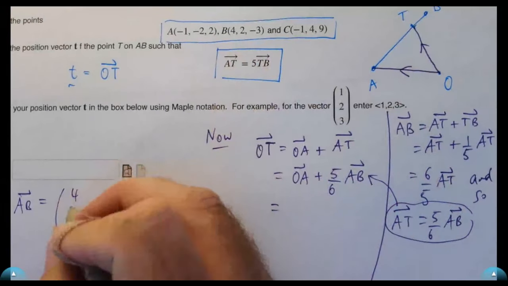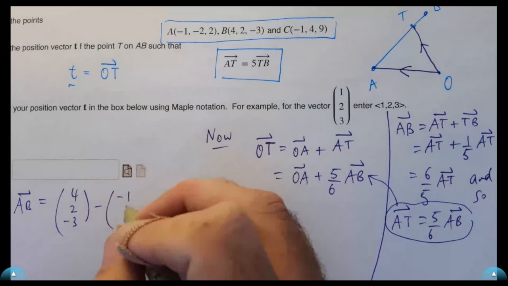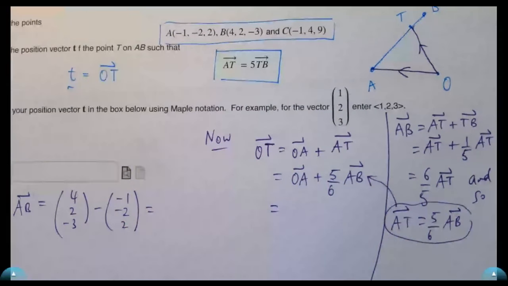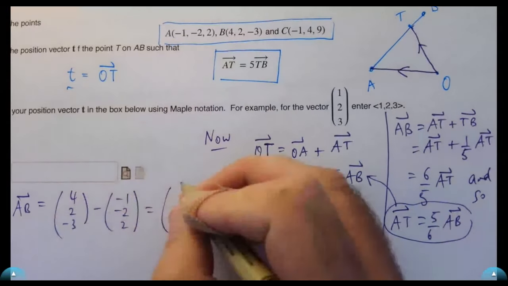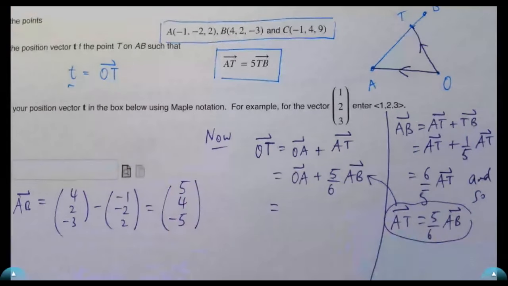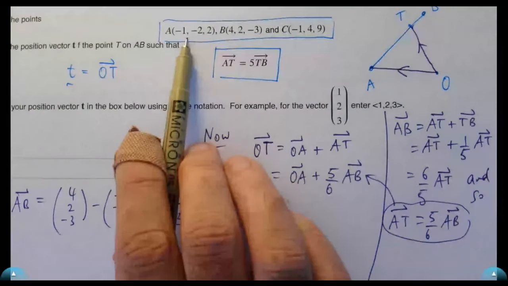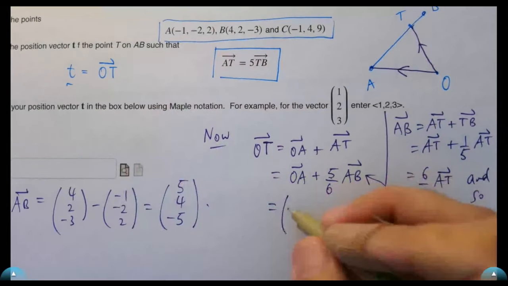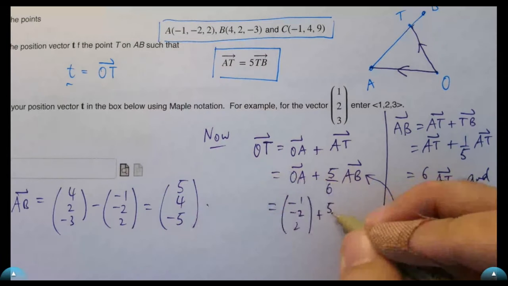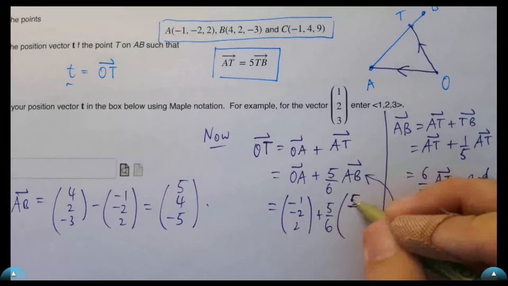So it's the position vector of B minus the position vector of A. Okay, so let's work component-wise. And we should get this. Okay, so position vector of A plus 5 on 6 times the vector we just calculated. Oops, that's 5.